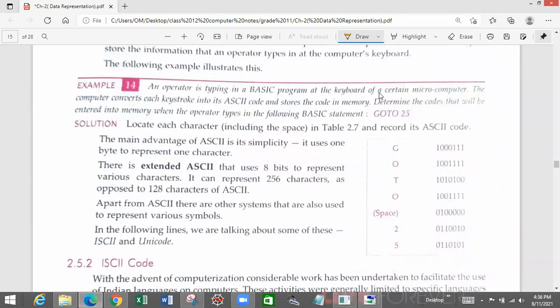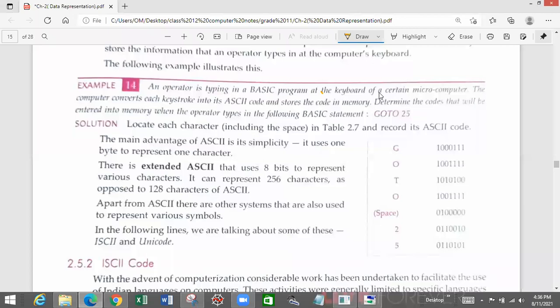An operator is typing in a basic program at the keyboard of a certain microcomputer. The computer converts each keystroke into ASCII code and stores the code in memory. Determine the code that will enter in the memory when the operator types the following statement.